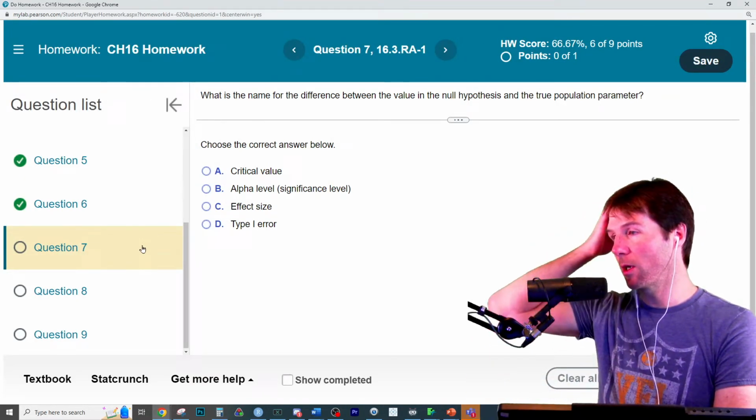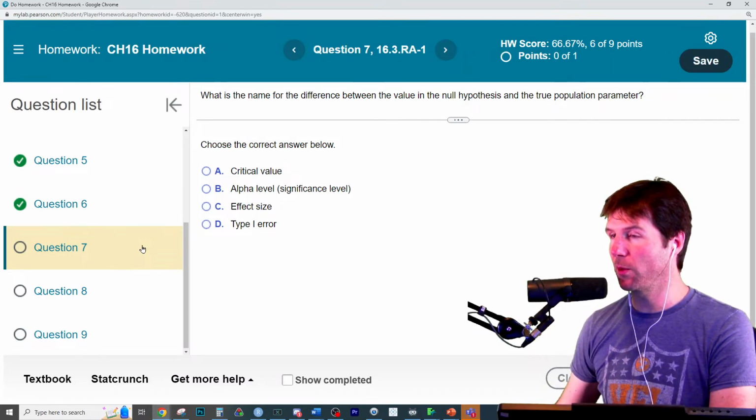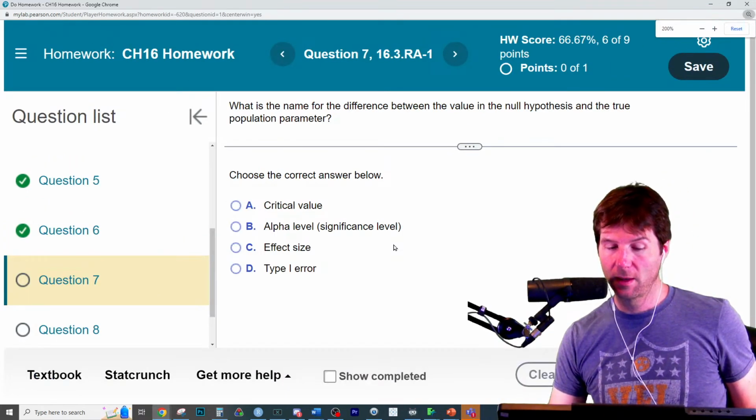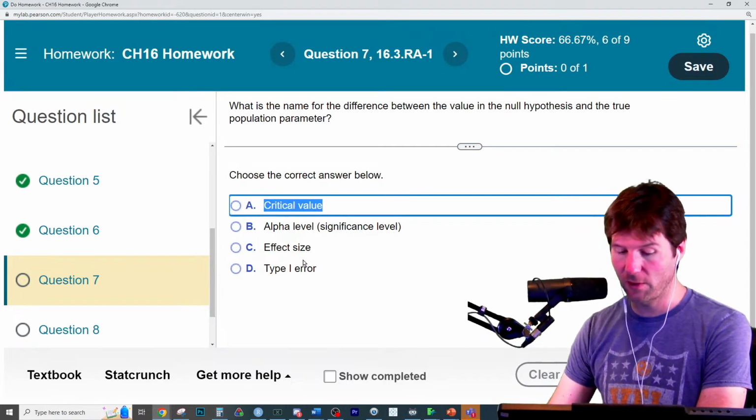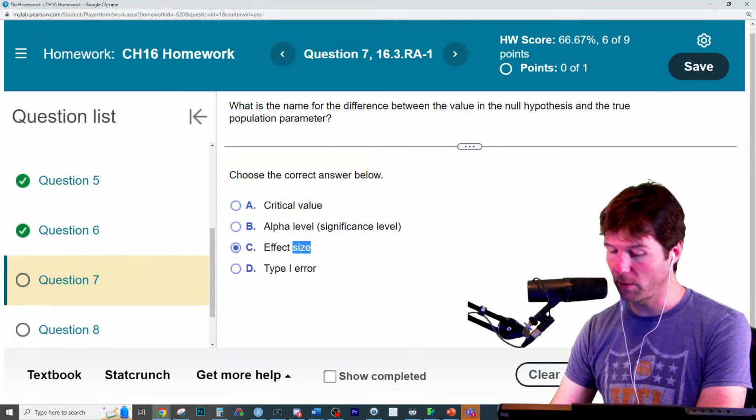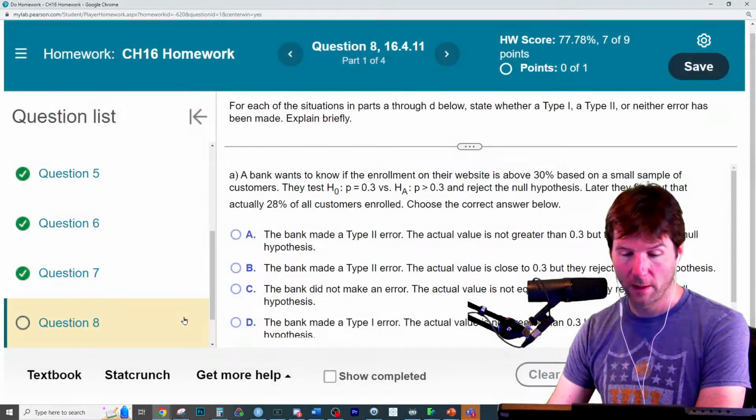So when Brian can only bench 100 pounds, but he claims 400, that is called the what, or an estimate of the what. So the difference between the null and the truth, critical value is the point at which we reject. Alpha level, significance. Effect size is the difference between the null and truth. Type 1 error is rejecting the null when the null is true.